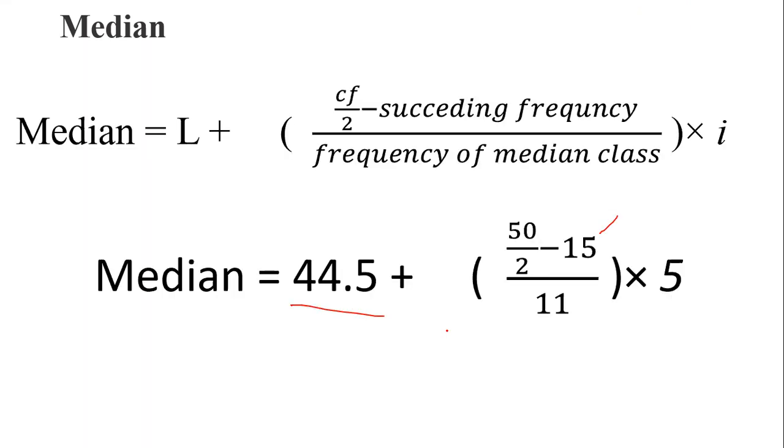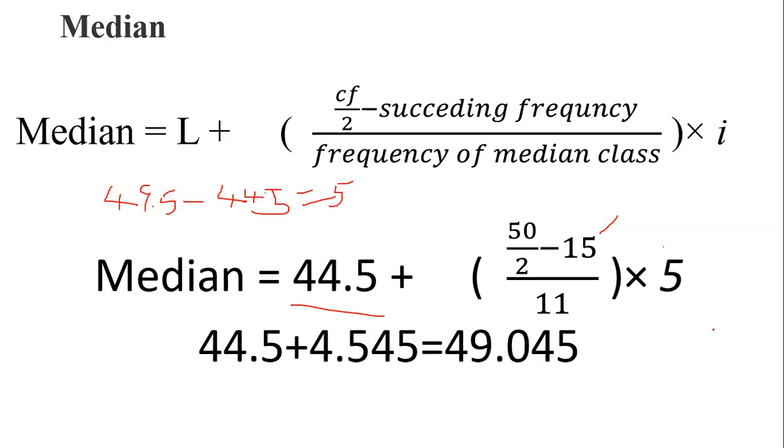And 11 is the frequency where the median class lies, and times 5, which is our interval, because I told you that 49, the upper class boundary, minus the lower class boundary, when you subtract them, you get 5, and that's why we have this 5 here. Then when you work it out, our median will be 49.045.